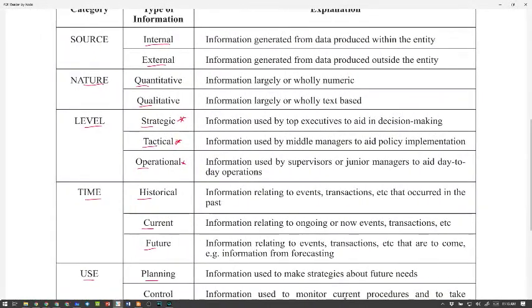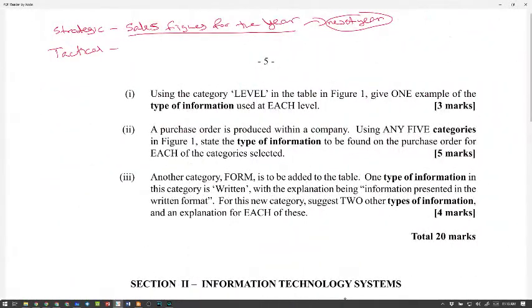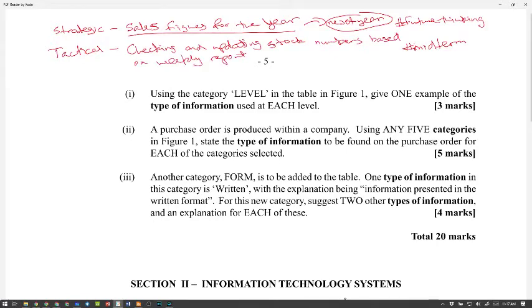All right, now next one is tactical. Anything that has to do with the future or future thinking would be a good example for strategic, right? Tactical is like, think about midterm. Midterm is like keeping track of things, making sure every month or every week things are working. So it'll be like checking and updating stock numbers based on weekly reports. The weekly reports would be the information, and you would check on the stock.